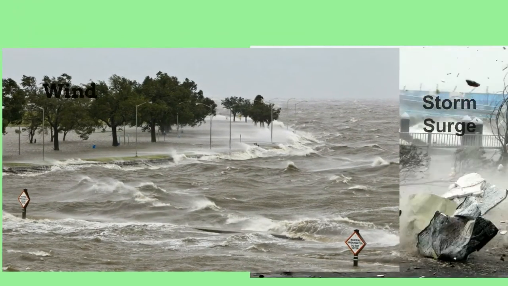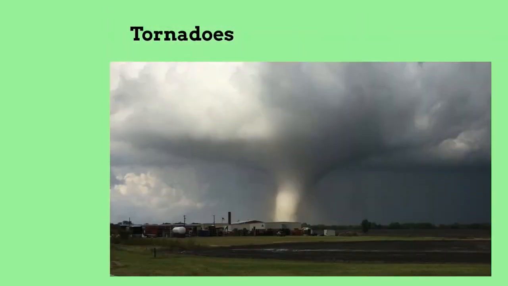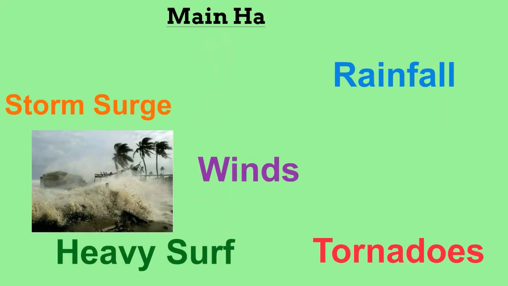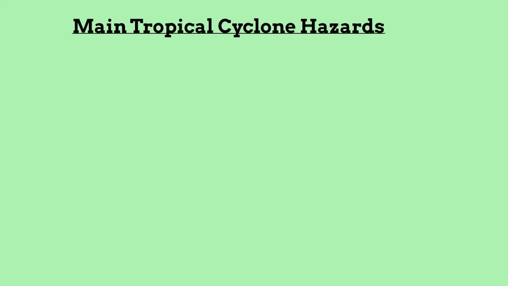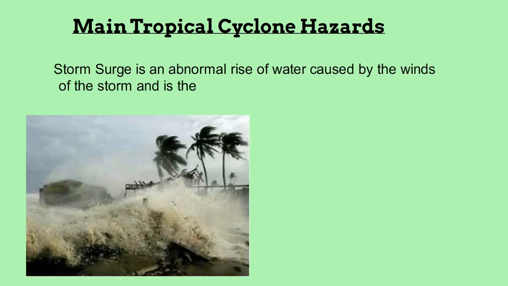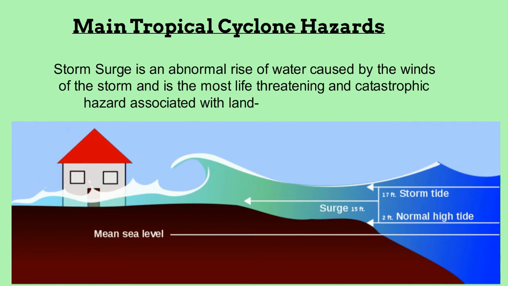Storm surge, wind, rainfall, tornadoes, and heavy surf are the main hazards formed from a tropical cyclone. Storm surge is an abnormal rise of water caused by the winds of the storm and is the most life-threatening and catastrophic hazard associated with land-falling tropical cyclones.